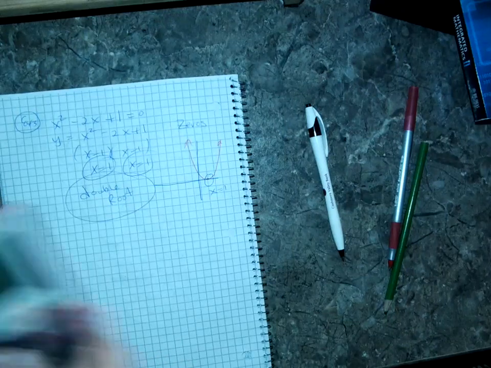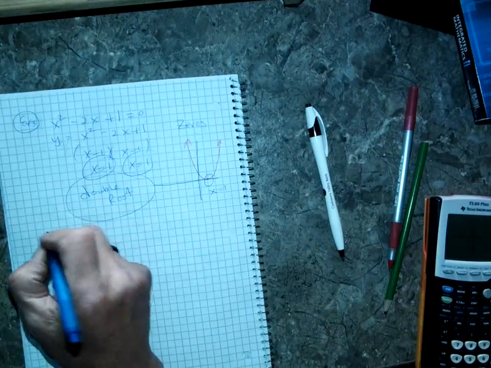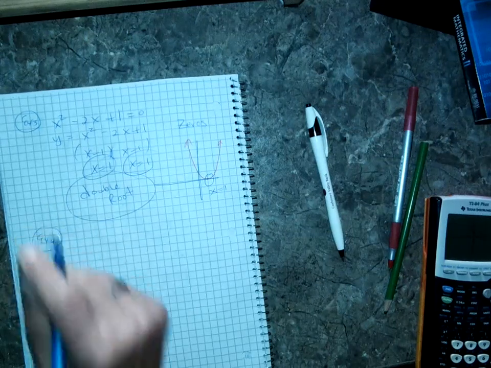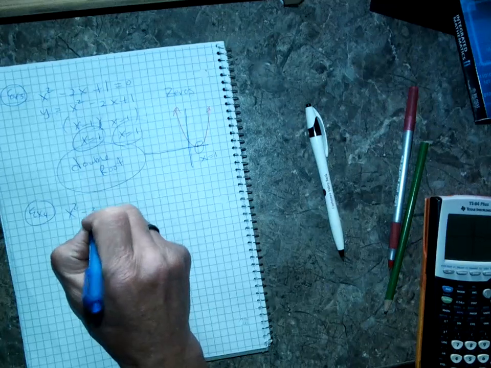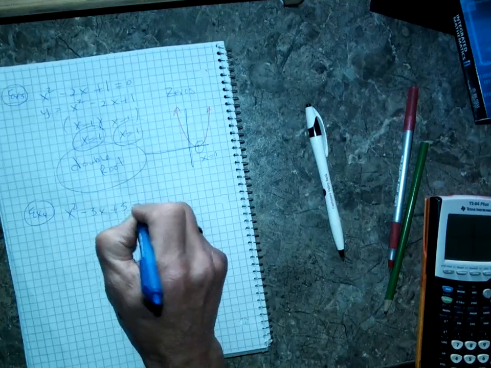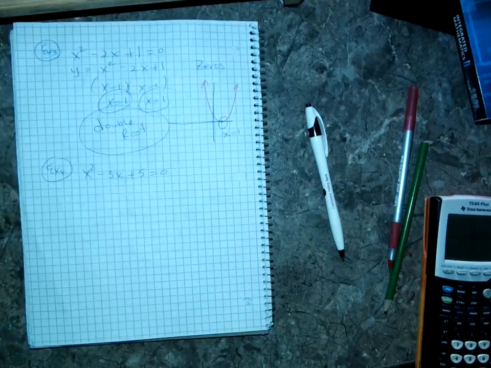Last example. I'm done. This is a pretty easy lesson. I like that. Example 4. I have x squared minus 3x plus 5 equals 0. Okay, last example.